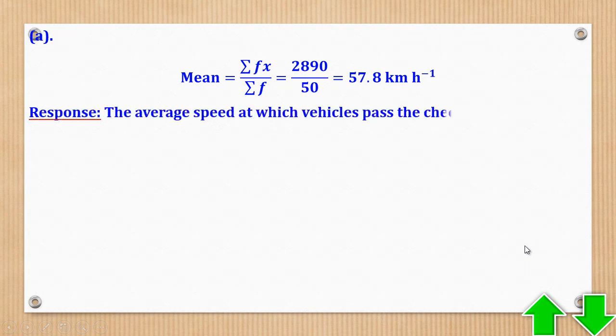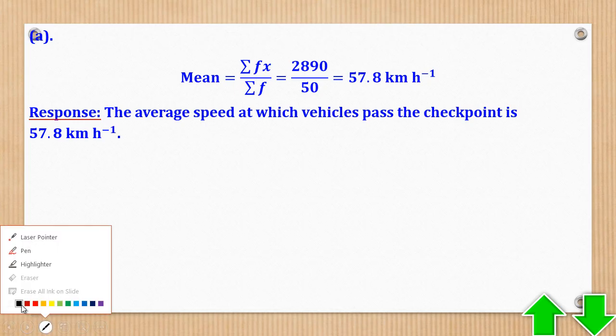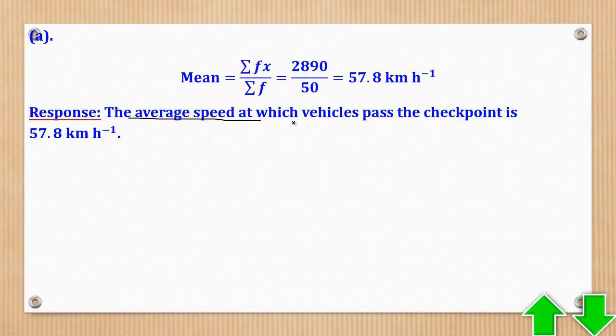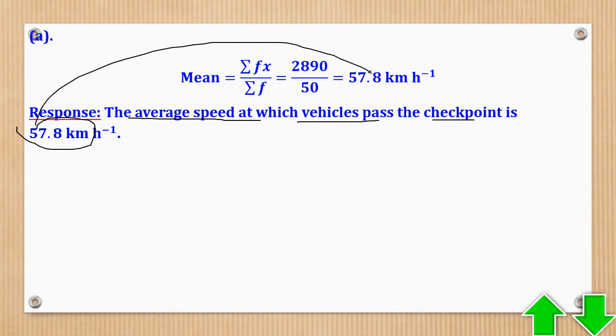But I told you for your syllabus, you need a response. In other words, you have to communicate what you are calculating. So at the end of it, we need to see this word: the average speed at which the vehicles pass the checkpoint is this, which has been got from this calculation.